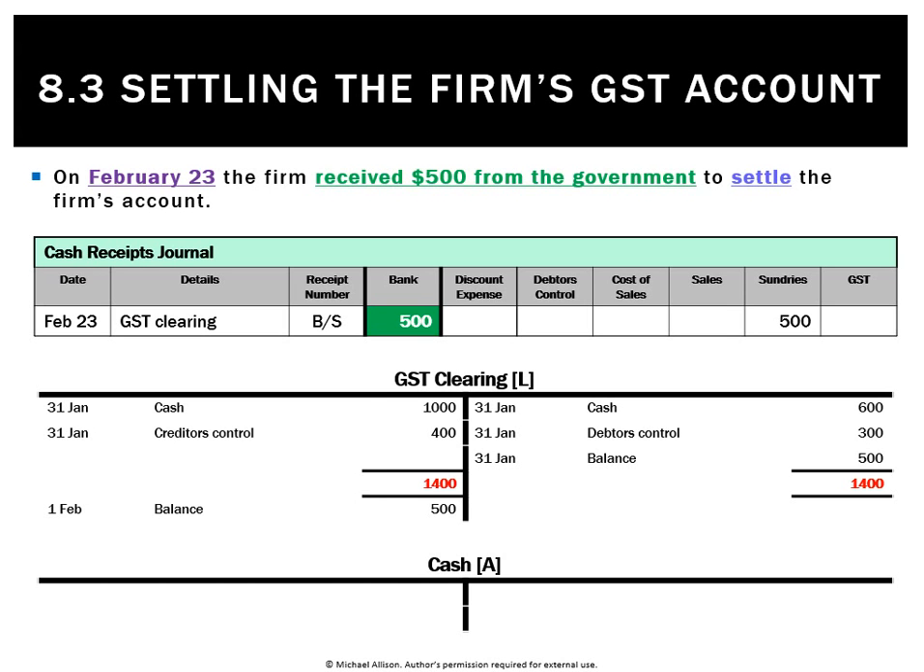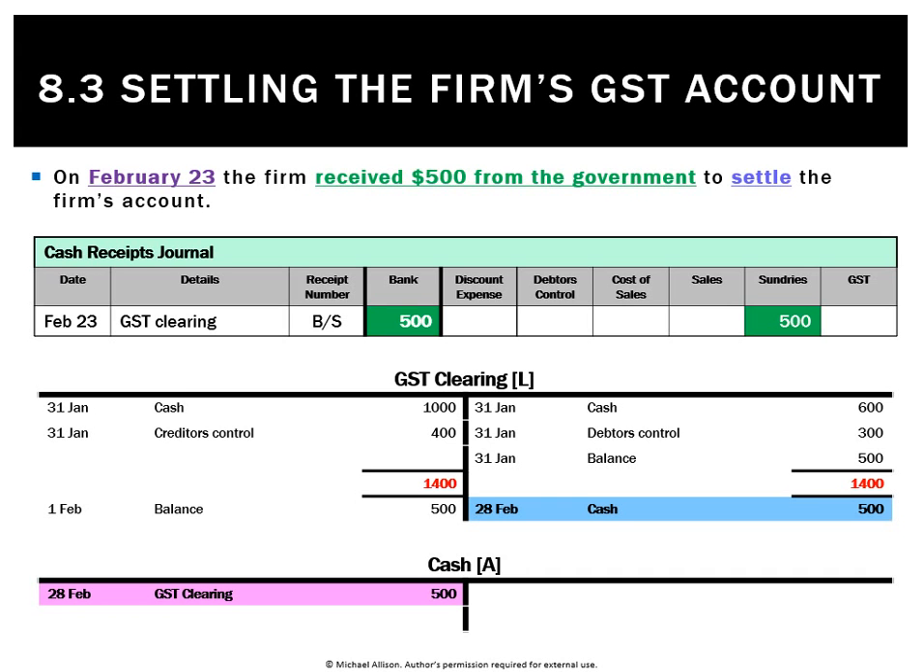How would we post these? Well, we've received $500 cash, so that would make your cash at bank asset go up. And where would the $500 from sundries go? Well, that's reducing or clearing out our GST account. In this case, we're getting a refund, so that'll go in as a credit to GST. You can see there, the balance of GST has now been flushed out, cleared or settled, and it now equals 0. Looking at our references, make sure we write GST clearing in the cash ledger and cash in the GST ledger.